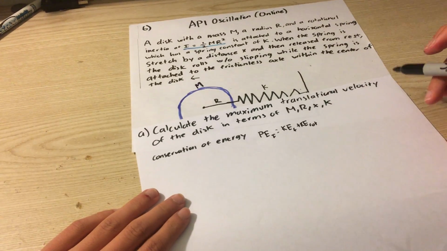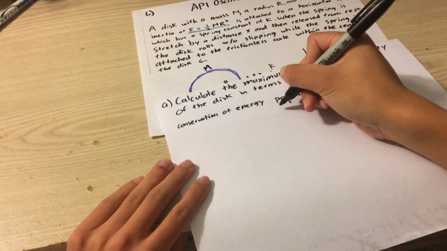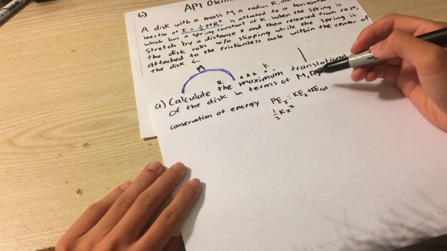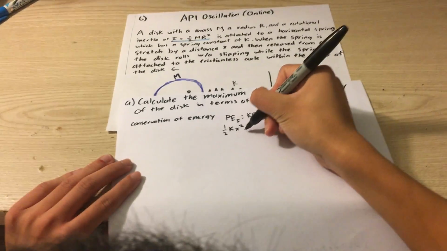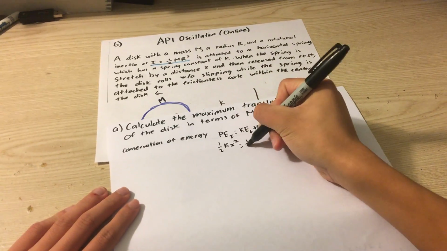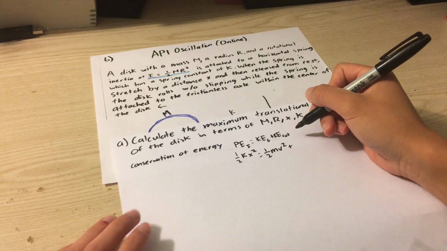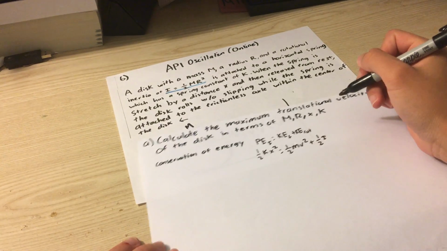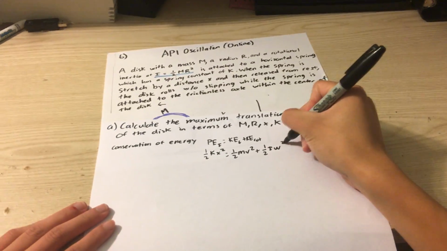Okay, now we can just plug all the equations into this expression. The initial potential energy is 1/2 kx squared, and this is due to Hooke's law, where k is the constant and x is the distance. That equals the final kinetic energy, which is 1/2 mv squared, plus rotational kinetic energy, which is 1/2 I omega squared, where I is rotational inertia and omega is angular velocity.